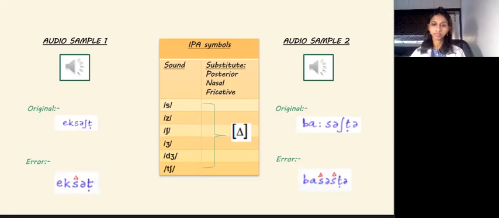Playing for you the second sample. Sample 2. Again, you will note the noisy or turbulent nasal rustle on the sounds s and sh in the word.